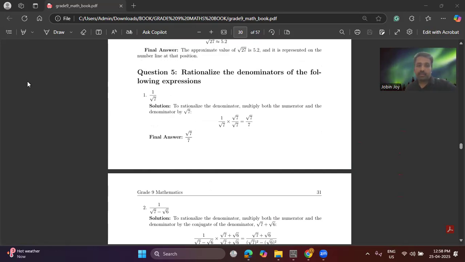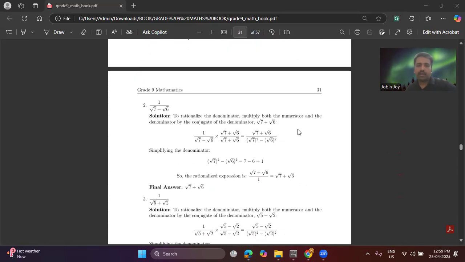Rationalization, I already explained what rationalization is. Here it is 1 by root 7. So you just multiply with root 7 by root 7, and you will get the answer. Very simple. If you have any doubt, you can check the previous problem. Same technique, no difference.